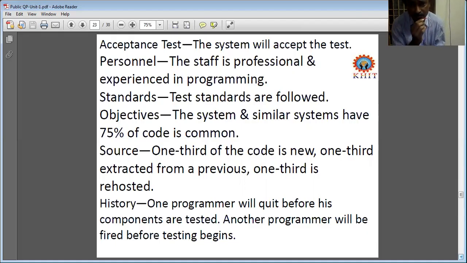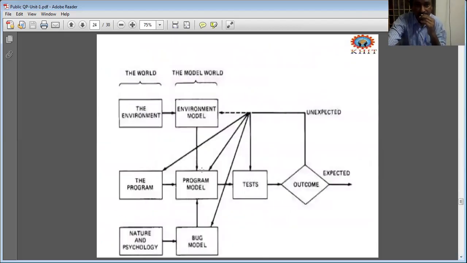Objectives: the system and similar systems have 75% of code in common. Sources: 1/3 of the code is new, 1/3 is extracted from the previous, and 1/3 is reinvested. History: one programmer will quit before his components are tested, and another programmer will be fired before testing begins. That is the history. See the diagram here.